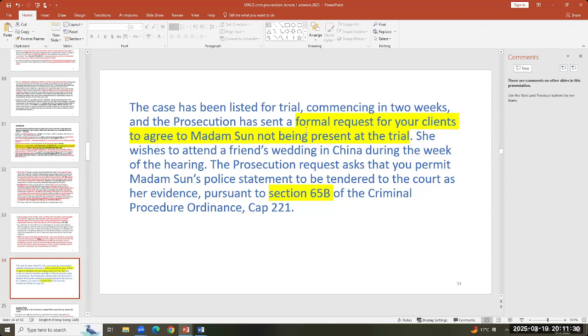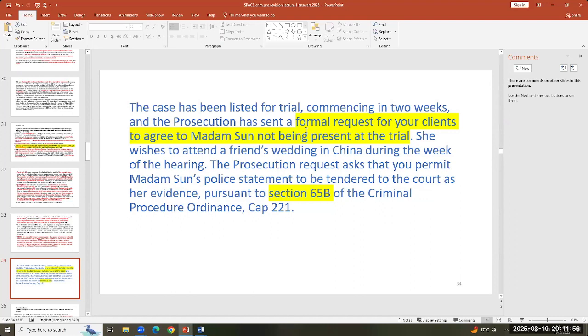Now, I think we can predict what the next question is going to say, right? For your defense counsel, are you going to agree to this Section 65B request? No, she is the key witness. She's the star from the prosecution's perspective. She is the victim of the robbery. If there is no evidence from her, the prosecution's case is significantly weaker.